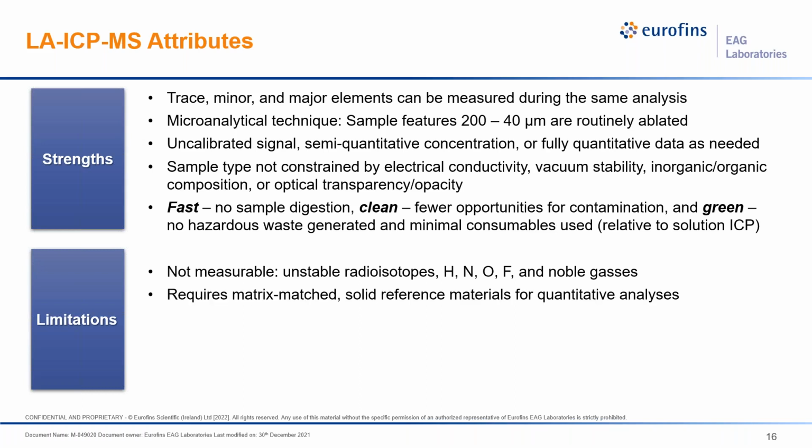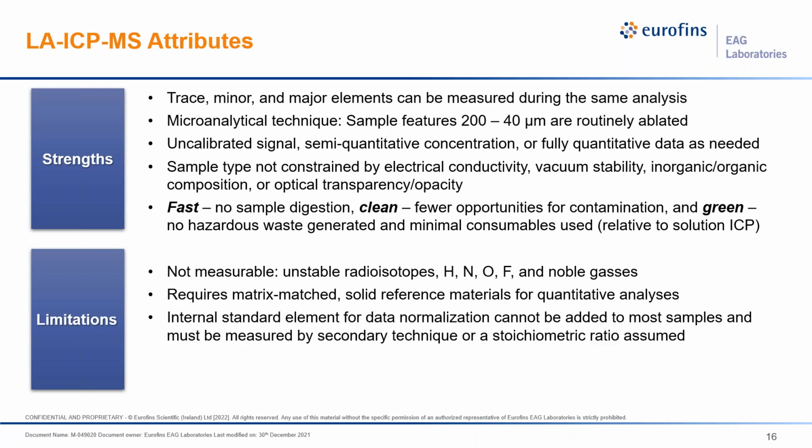Now, I mentioned before you can get uncalibrated semi-quant or fully quant data. Well, fully quant data does have some caveats. You can collect it, but you need to have matrix-matched solid-state reference materials for calibration. By matrix-matched, I mean that the major elements present in the sample, so for example, nickel in an Inconel superalloy, should be present at similar concentrations in the reference material used for calibration. This helps to account for elemental fractionation effects and isobaric and polyatomic interferences, among other phenomena.